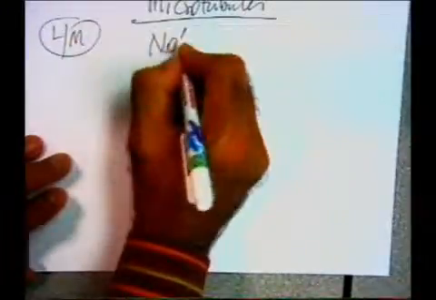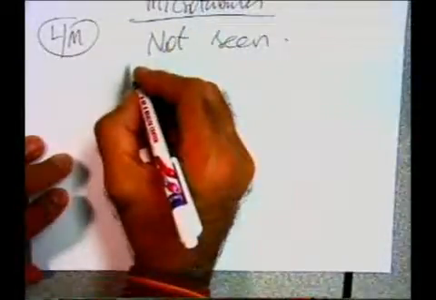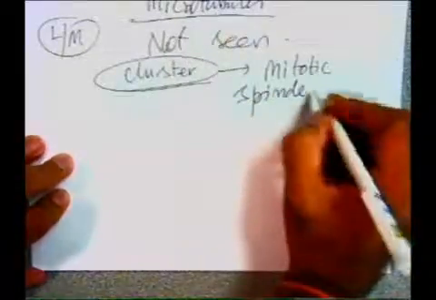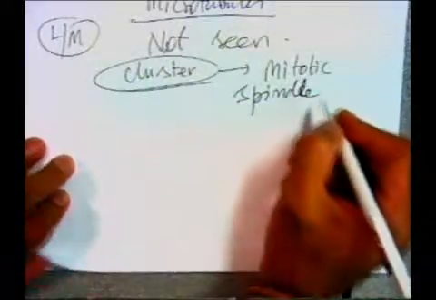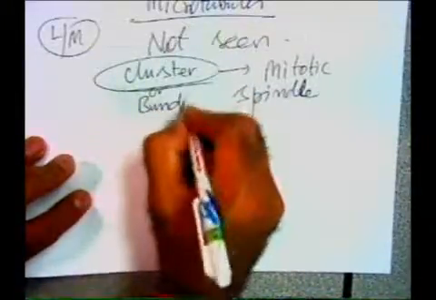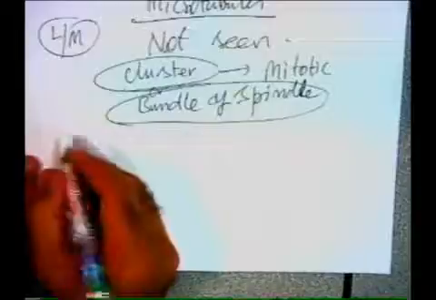Microtubules: in the light microscope, you will not see them individually, but they are present as a cluster. If they combine together, you can see the cluster. When do you get it? During the mitotic spindle fibers, spindle, S-P-I-N-D-L-E. You will see a cluster or a bundle of spindle present there during mitosis. That you can see by light microscopy.